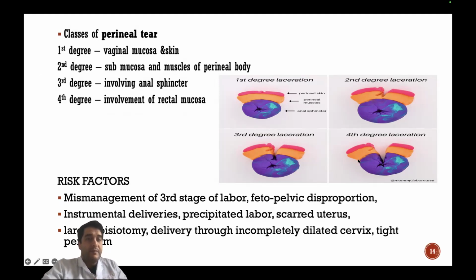Risk factors: mismanagement of the third stage of labor, fetopelvic disproportion, a big baby or macrosomia, instrumental deliveries, precipitated labor, scarred uterus, large episiotomy, deliveries through an incompletely dilated cervix, and tight perineum.